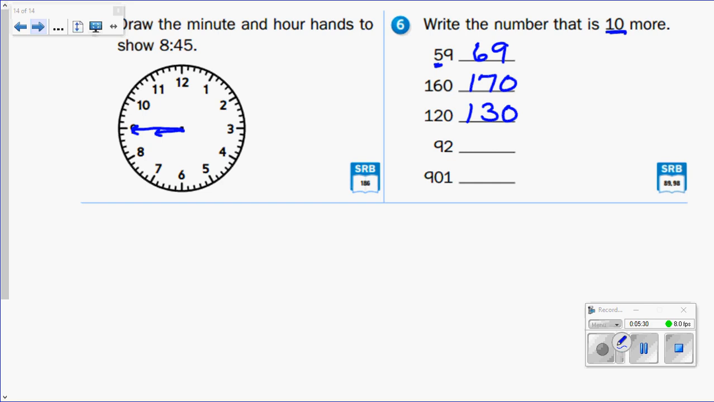And 10 more of 92. This one might be a little bit harder, but if you think about it, 9 adding 1 more would give you the 10, and then the 1's place stays the same, and 10 more than 901 would be 911. All right, boys and girls, this is Math Boxes 1-6.